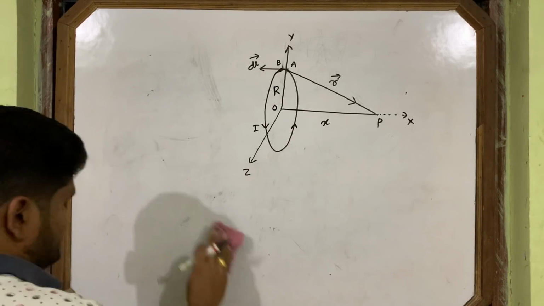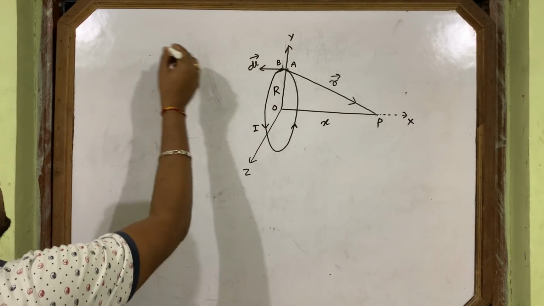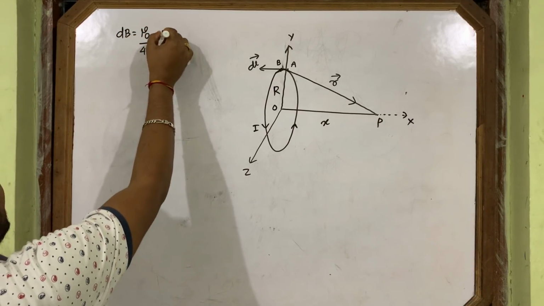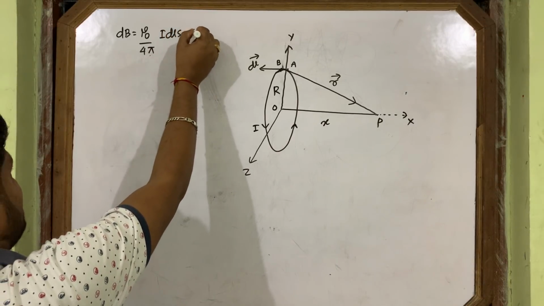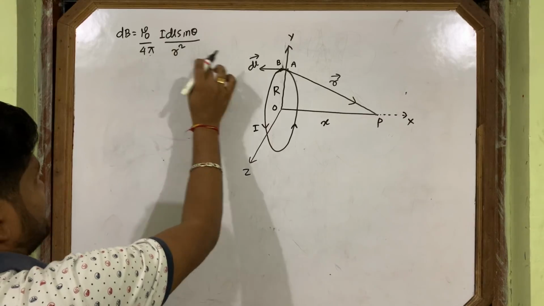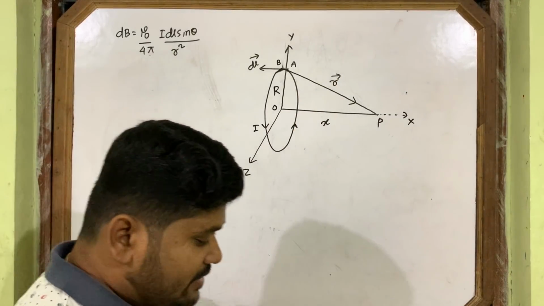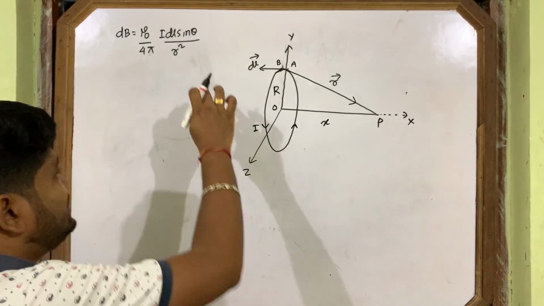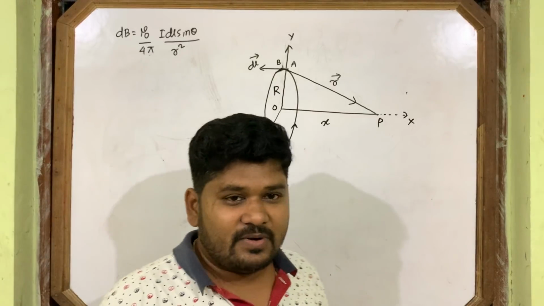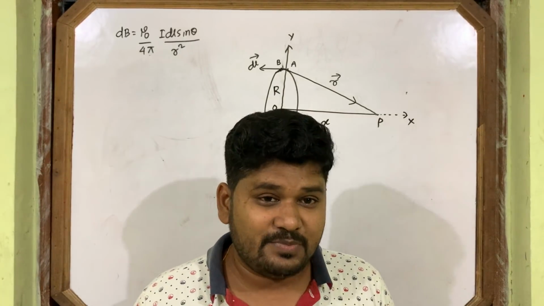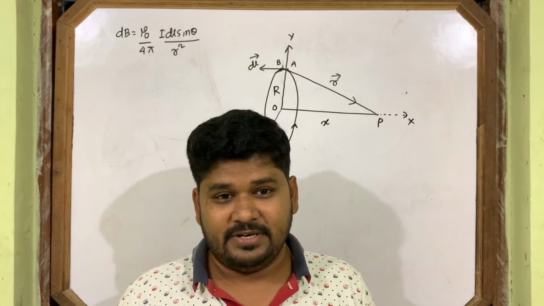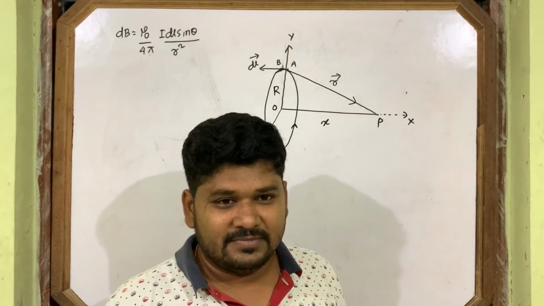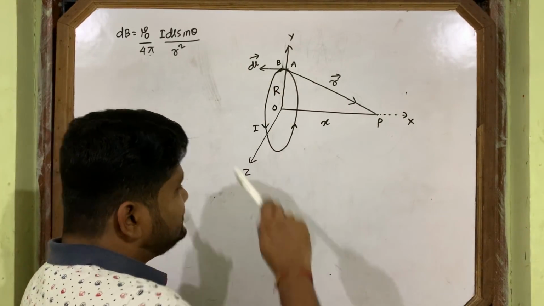Using Biot-Savart law for the small element, dB equals mu naught by 4 pi, I dl sin theta divided by r squared. Our r, also this is r. But what is the value of theta here? That is important to know. What is the value of theta here? How much will you tell me? Can you mark any value of theta between r and dl?